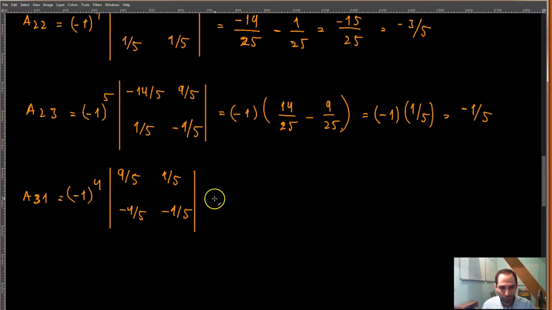Okay, so you have 9/5 times -1/5, which is equal to -9/25, plus, which is basically negative into negative is positive, 4/25. That's the same thing as negative 5/25, which is equal to negative 1/5.